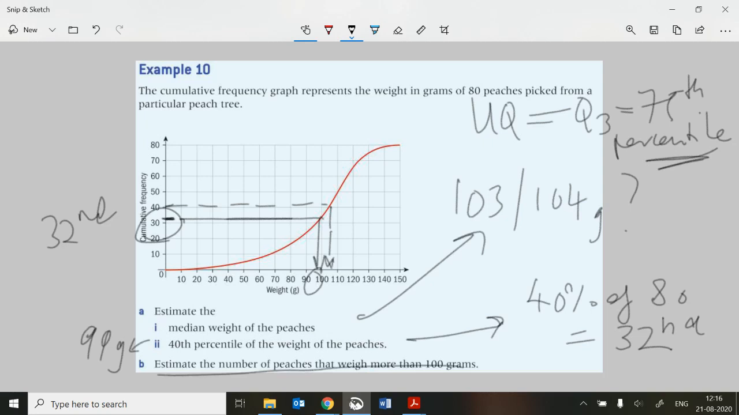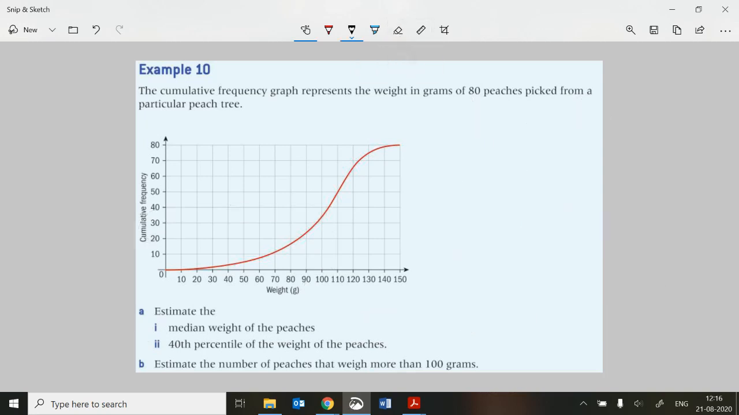Now it says estimate the number of peaches that weigh more than 100 grams. Okay, so more than 100 grams, let's find that. So let's go up to here. You can see we're getting this point here, and then that's coming across to around maybe 33. Okay, so there's 33 which are up to 100 grams. But then we want to know about how many weigh more than 100 grams. So our estimate would be the other ones.